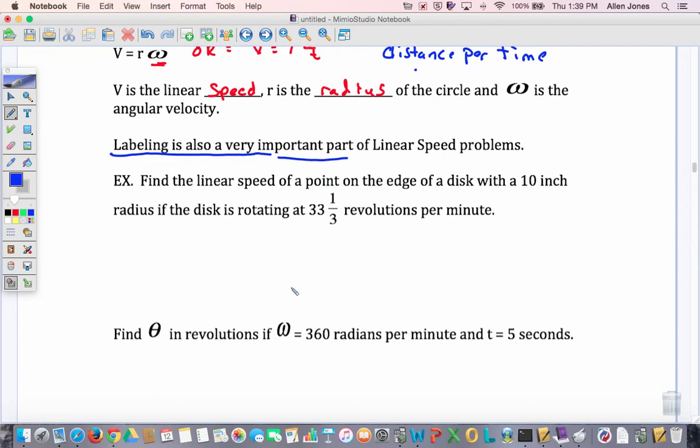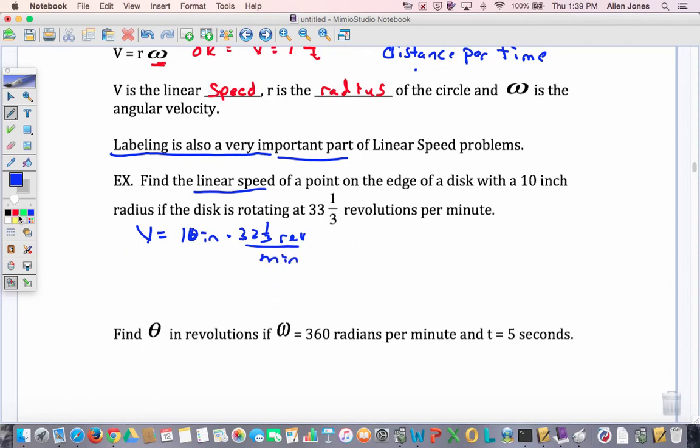So now our example. Find the linear speed of a point on the edge of a disk with 10-inch radius if the disk is rotating at 33 1/3 revolutions per minute. Linear speed, we're finding linear speed. V equals, our radius is 10 inches. Our angular velocity is 33 1/3 revolutions per minute.